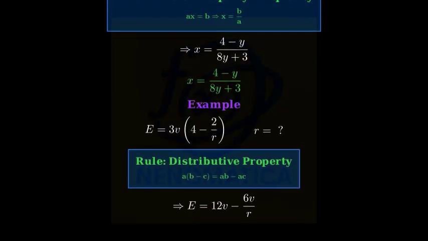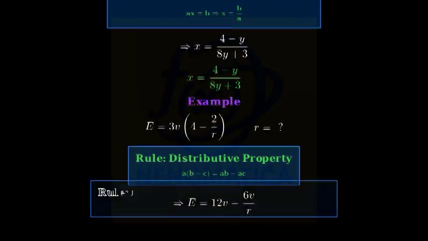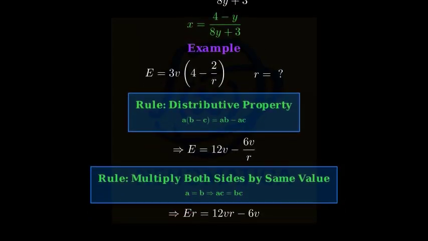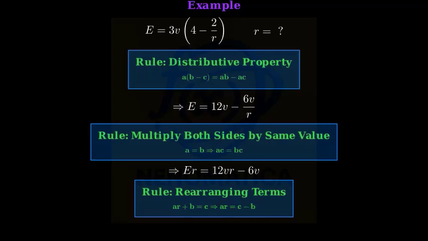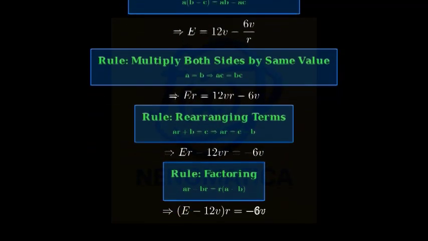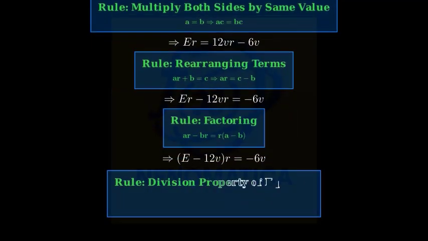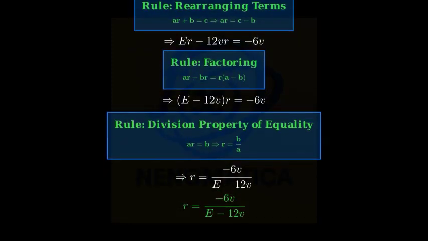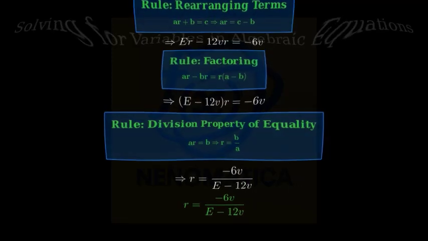First, we'll expand the expression on the right side. Now, let's multiply both sides by r to clear the denominator. Next, let's rearrange the terms to isolate r. Now, let's factor out r from the left side of the equation. Finally, we can solve for r by dividing both sides by the coefficient of r. And simplifying, we get our final answer. R equals negative 6v divided by (E minus 12v).